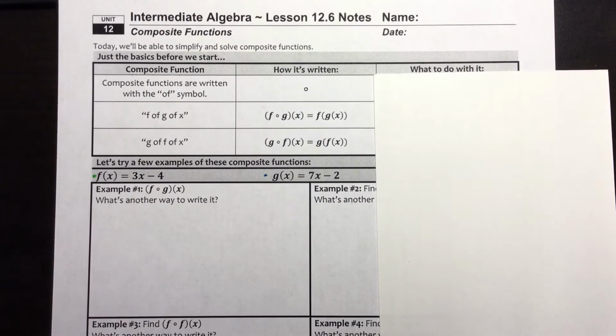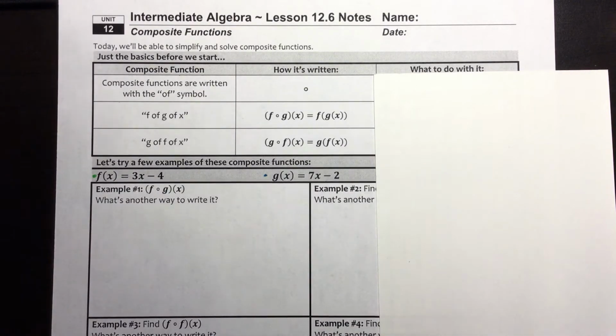12.6 is all about composite functions. Composite functions mean that you have one function that is put inside of another function. So you plug a function into another function instead of plugging a number into another function. So it's a lot like substitution. They look pretty complicated, but they're not as tough as they look. So just take them one step at a time.